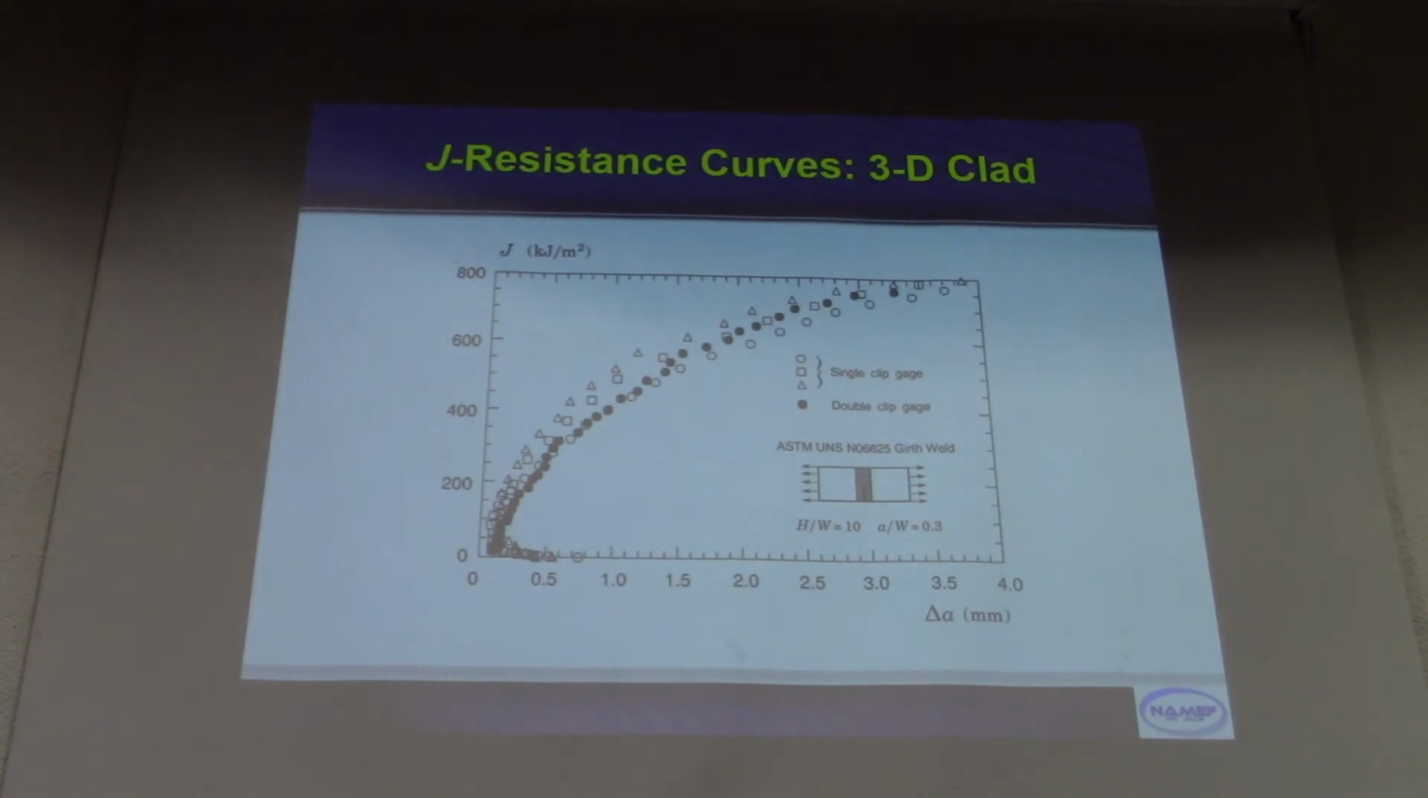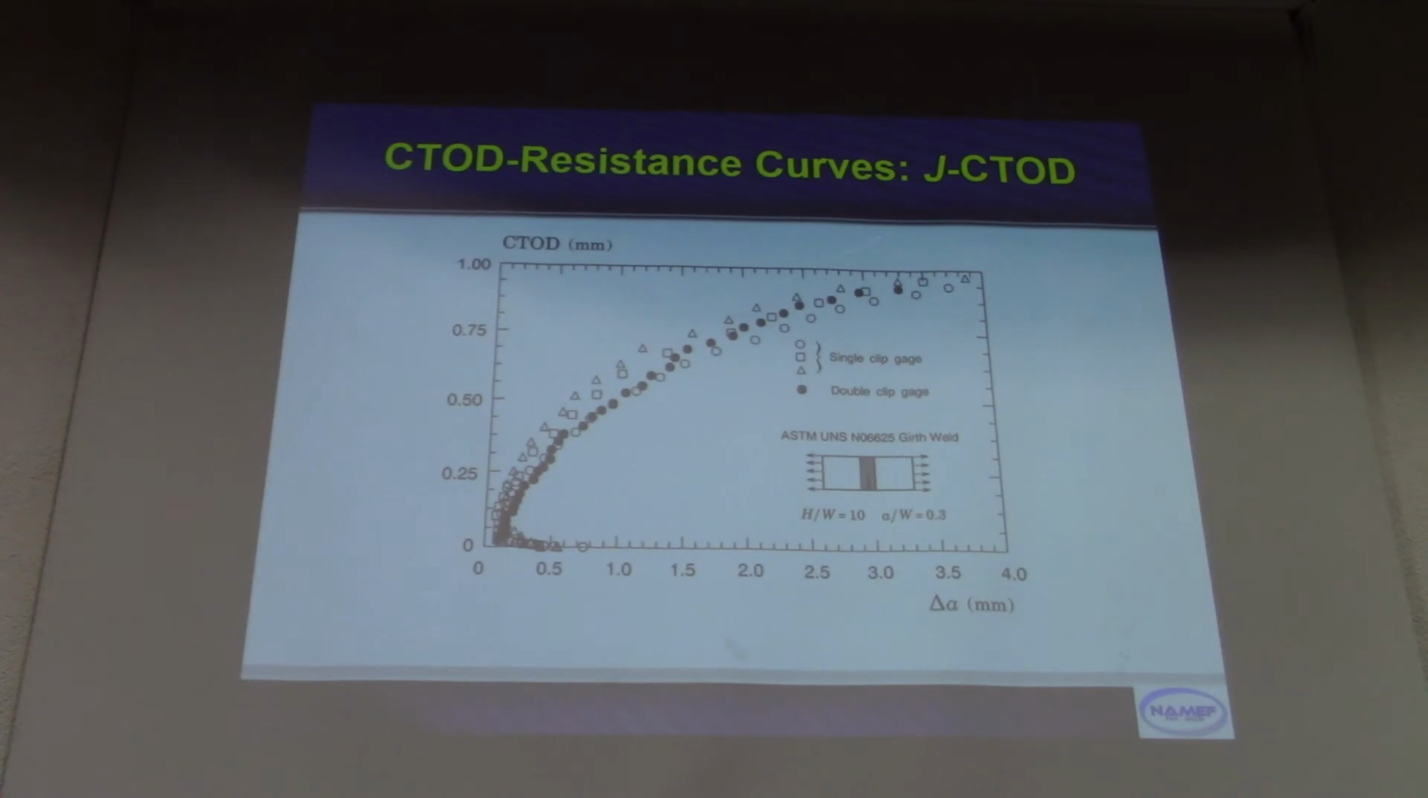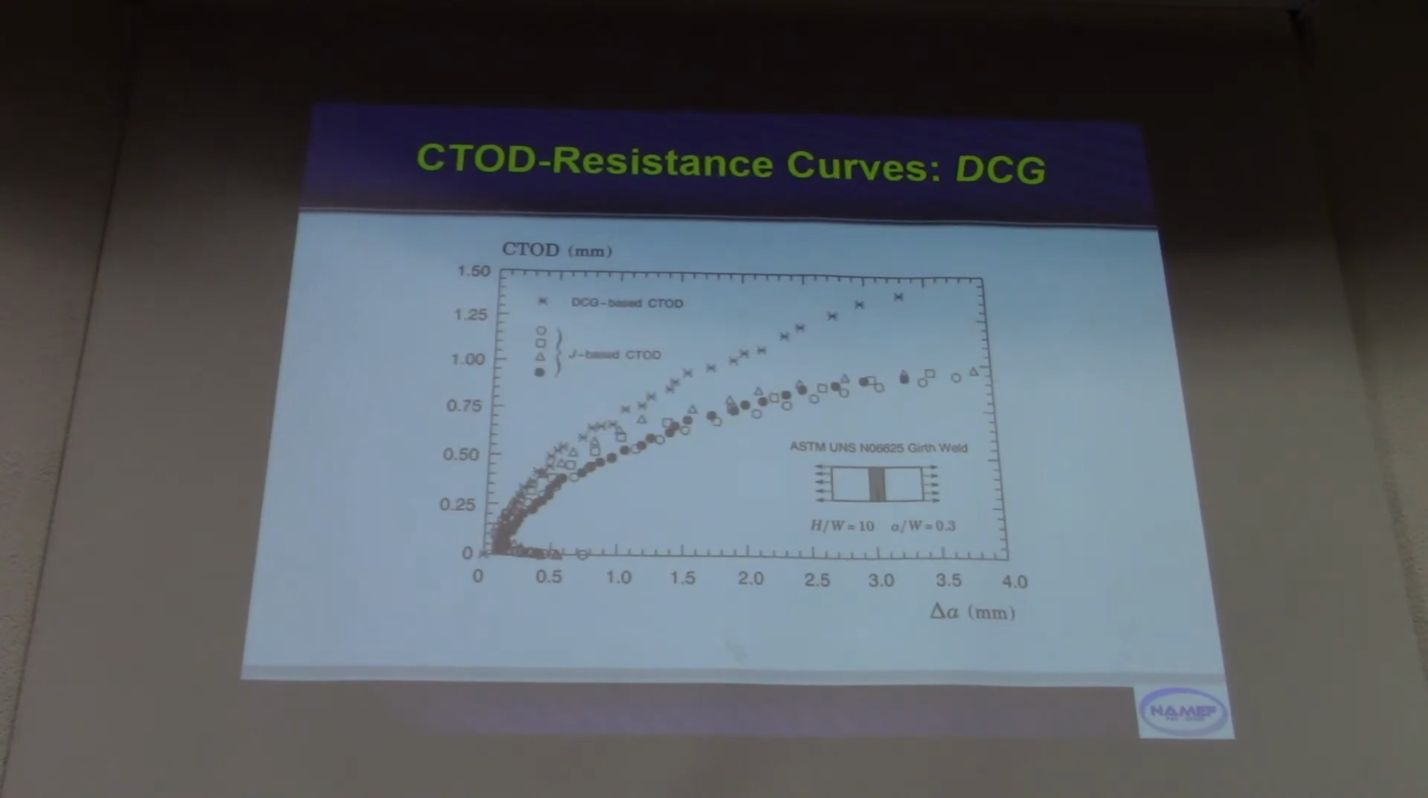So you can see here the 3D results are 10 to 20% higher than the plane strain results. Okay? And this is the J curve, including the clad layer. You can see here that we have 4 specimens. What is marked here is the specimen where we put the setup for the double clip gauge. From that specimen, we also determine the JR curve. This is the corresponding CTODR curve converted from J. Okay, so this is the way that the ASTM standard would recommend you to do it. And this is the CTOD resistance curve using the double clip gauge.